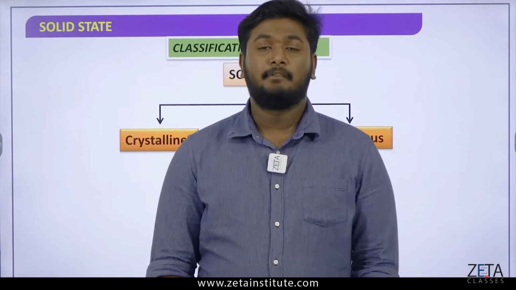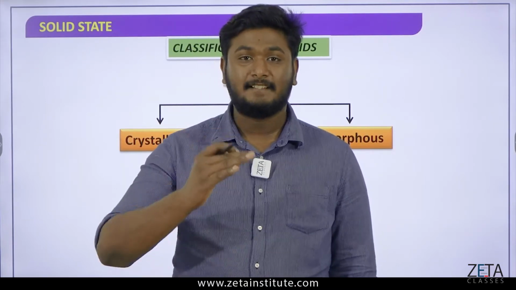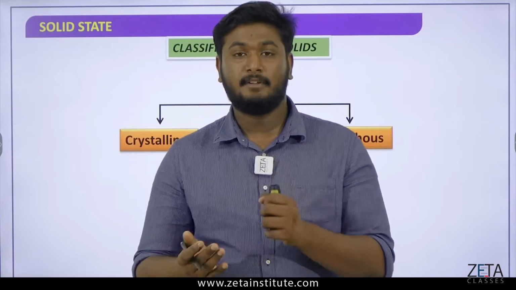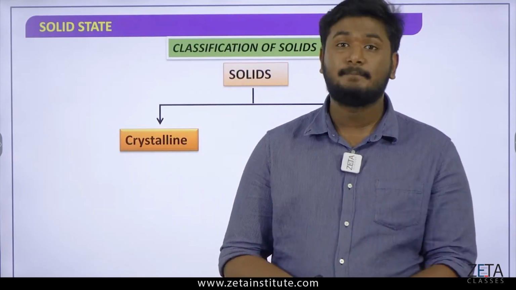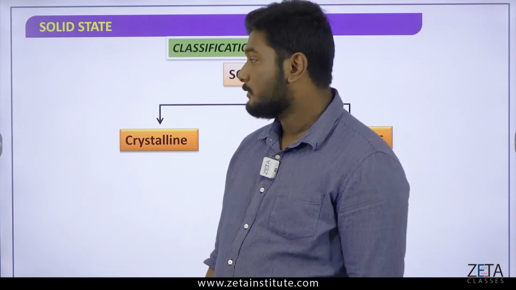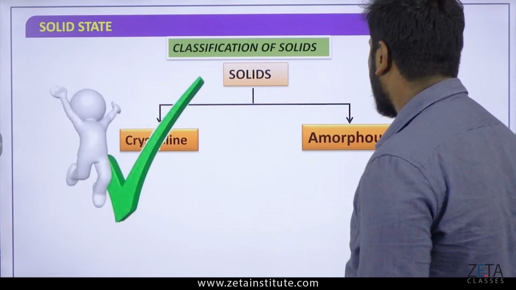Clear? And one more important property of crystalline solids: if you cut a crystalline solid in two, the newly formed surface during the cleavage is very smooth. That's all about our crystalline solid. Now we can discuss our amorphous solid.